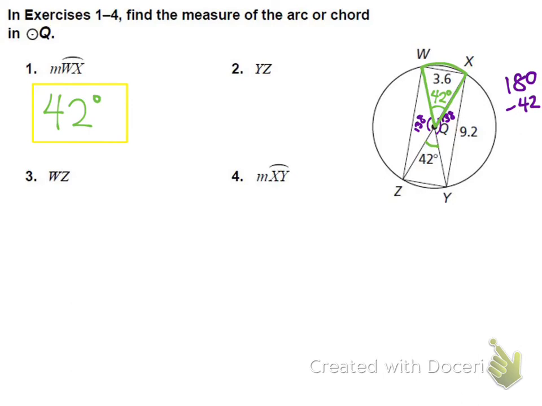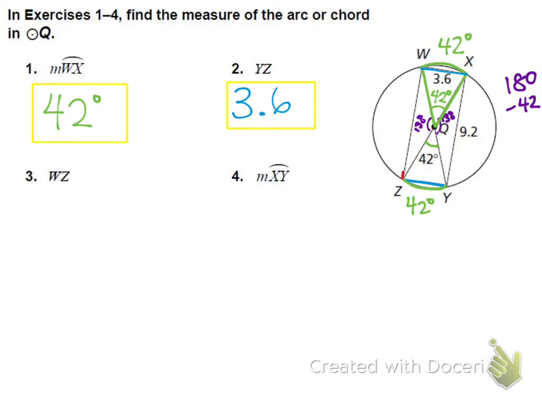YZ is a chord. So YZ, you can probably figure out just from common sense. What do we think YZ is? 3.6. But I will explain why it is. I highlighted them both in blue, but both of these chords are formed by the arcs, right? These two arcs are congruent because their central angles are congruent. So that means the chords that are formed by those arcs are also congruent.